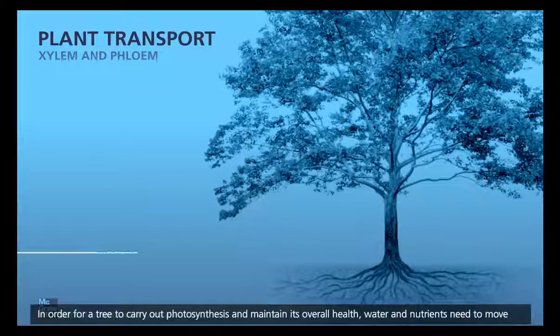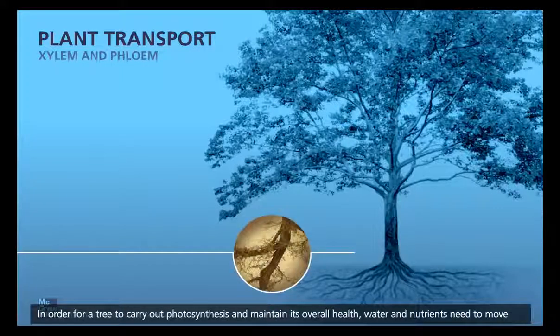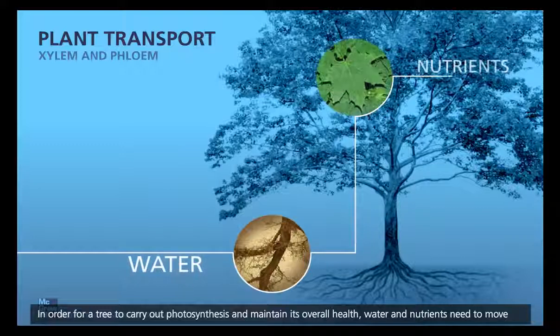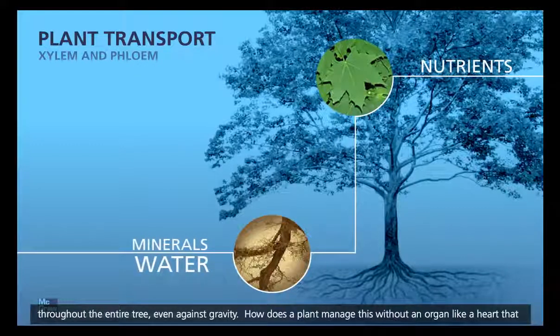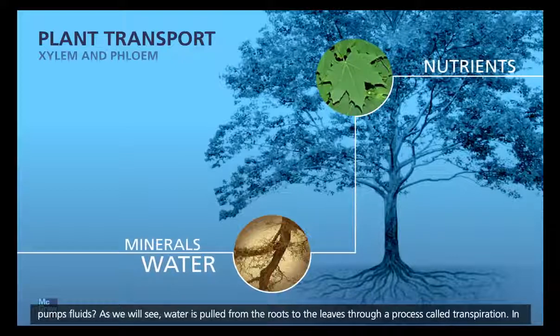For a tree to carry out photosynthesis and maintain its overall health, water and nutrients need to move throughout the entire tree, even against gravity. How does a plant manage this without an organ like a heart that pumps fluids?